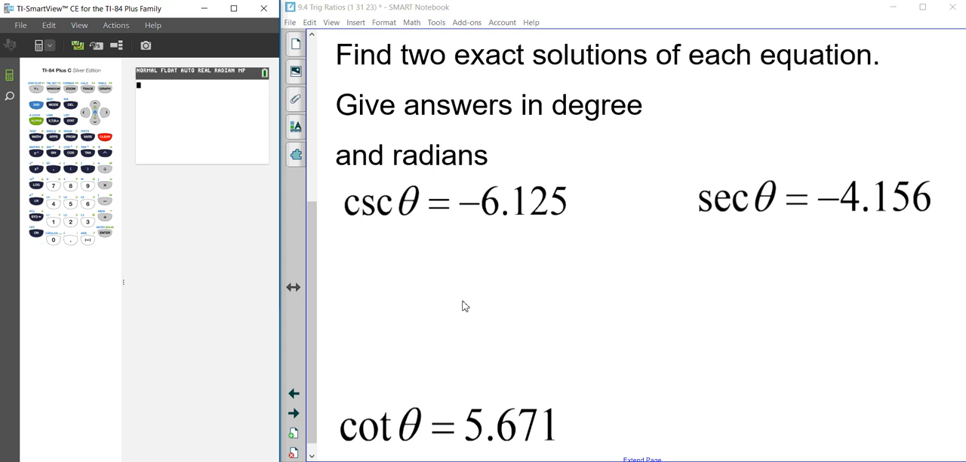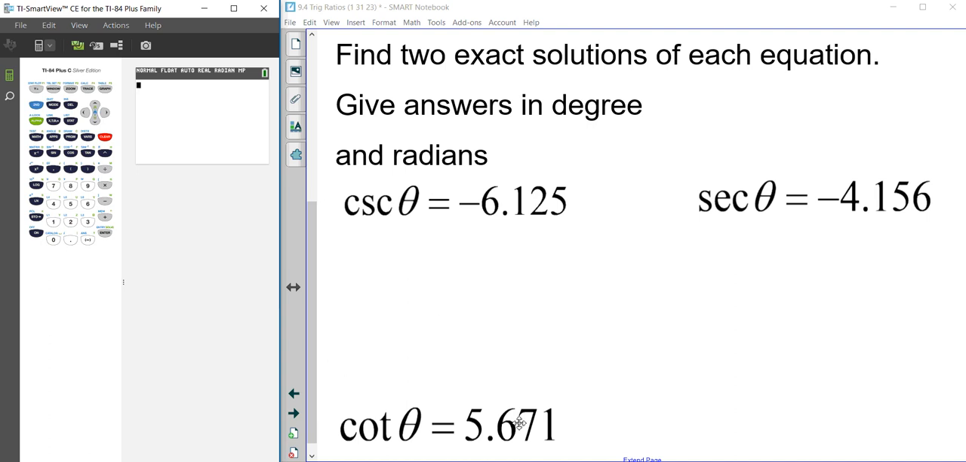Alright, well, welcome back, and today we're going to be talking about how to find two exact solutions of each equation, give answers in degrees and radians. But in this case, we're going to be using a calculator. So I got my calculator up here, and we're going to be going through and trying to figure out some of those cool strategy neat stuff.